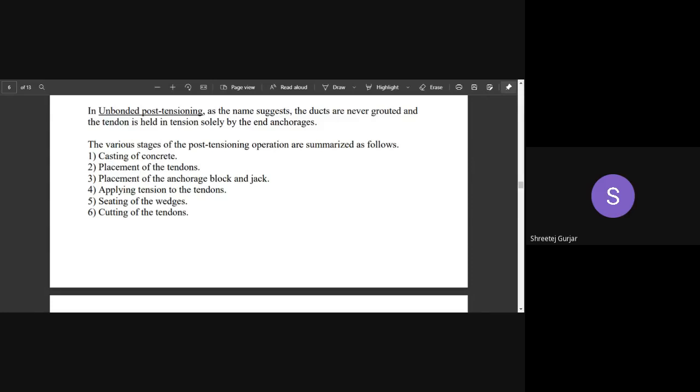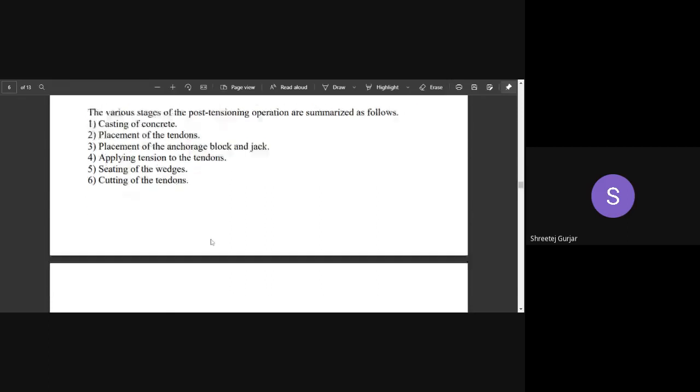Then the fifth step is seating of wedges. We will understand how the wedges are seated in the next pages. Seating of wedges is how you anchor your tendons, how you hold your tendons in place and do not allow them to slip. The last step is cutting of your tendons: the extra tendons are cut and finished off. So these are the stages of the post tensioning operation.